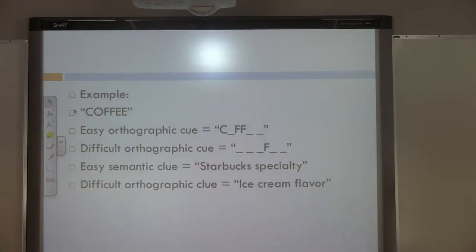And for example, if the answer is coffee, the easy orthographic cues might look like this, and the difficult orthographic cues might be like this. And the easy semantic cue might be the Starbucks specialty. And the difficult semantic cue might be the ice cream flavor.